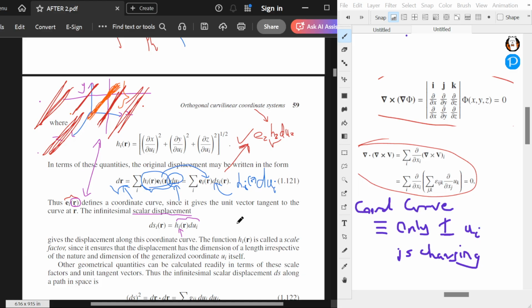Okay, so what I'm getting from this is that, wait, does that even make sense? What I was going to say is, they're saying HR is called a scale factor, and it ensures that the unit ends up as meters, as a length. So I was thinking maybe change in UI.